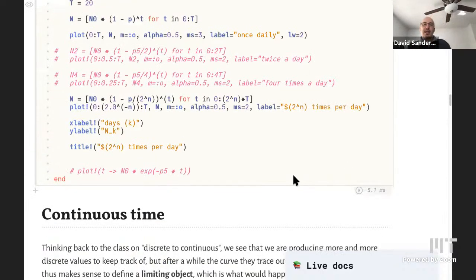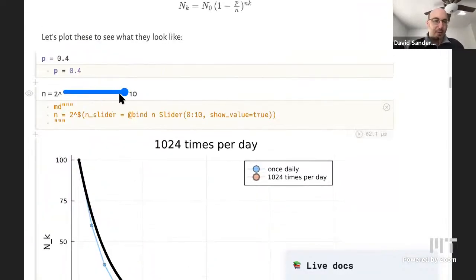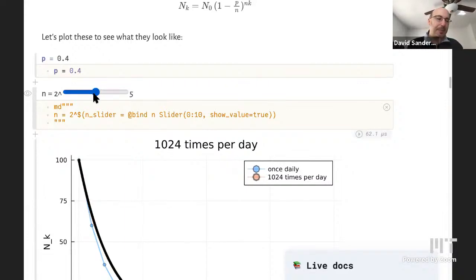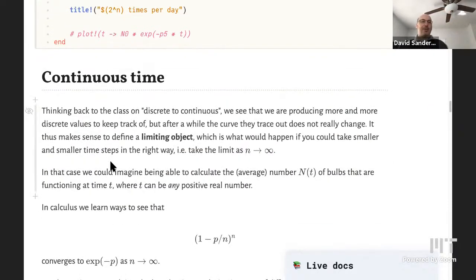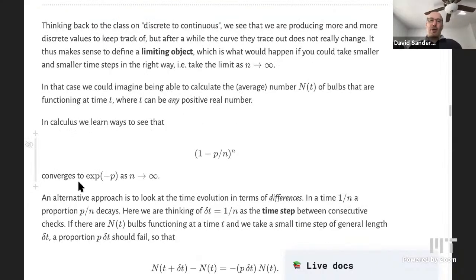Okay, so how can we actually take that? Let me just move the slider back so that my notebook's not too slow. Oh dear. Okay, so how can we actually define this continuous time limit? We have this formula 1 minus P over N, all to the power N. You might recognize that from calculus. That actually has something to do with exponentials. And again, it's compound interest, and that also gives rise to exponentials.